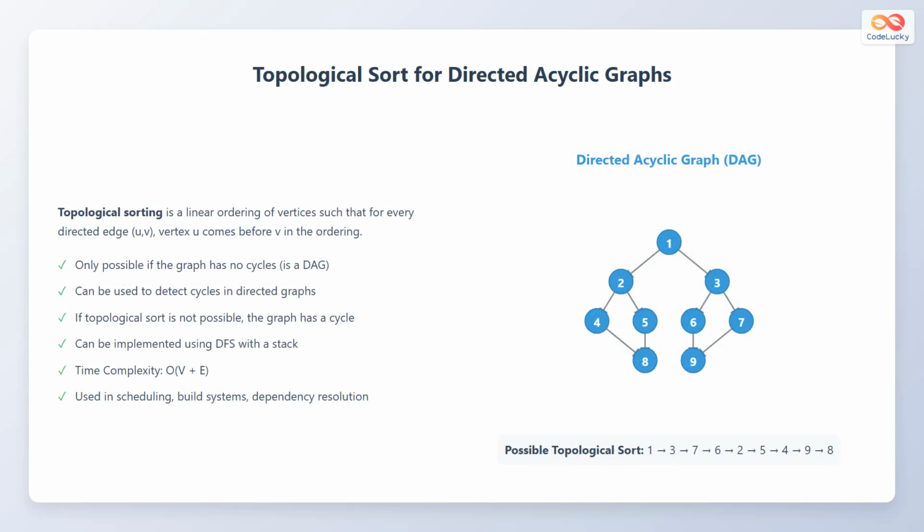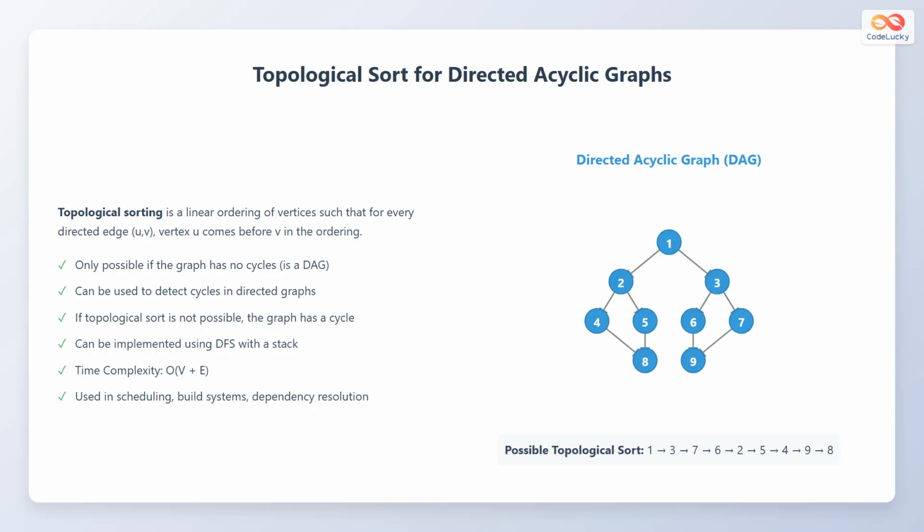Topological sorting provides a way to detect cycles in directed graphs. Topological sorting is a linear ordering of vertices such that for every directed edge UV, vertex U comes before V in the ordering. This is only possible if the graph has no cycles, meaning it is a directed acyclic graph or DAG. Therefore, topological sort can be used to detect cycles in directed graphs. If a topological sort is not possible, then the graph has a cycle. This can be implemented using depth-first search or DFS with a stack.